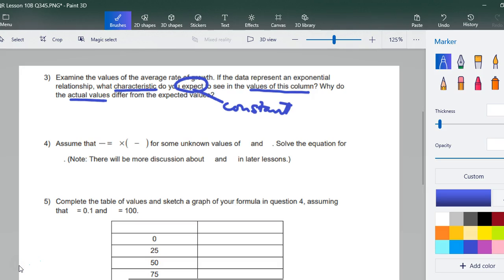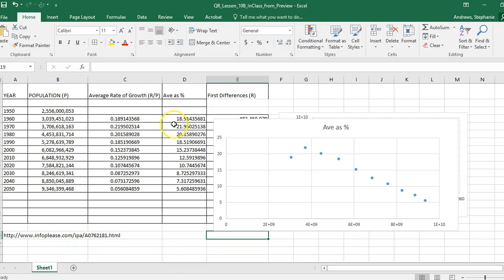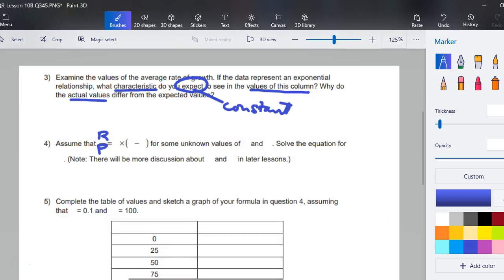Moving on to question 4, a lot of pieces and parts are missing on mine, so I need to fill it in. And if yours are missing, go ahead and get them before you hit pause. But right here, it says R divided by P. And I'd like to go back, look really quickly at this Excel spreadsheet, and R divided by P is the average rate of growth. So we could say the average rate of growth is a constant K times some L minus P, for some unknown values of K and L. And remember, P is population.